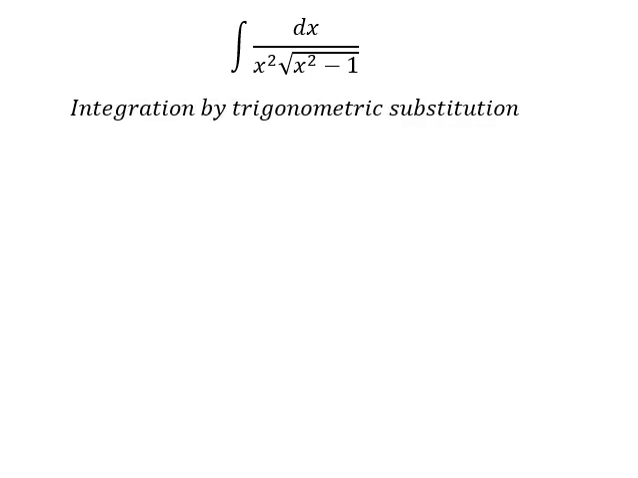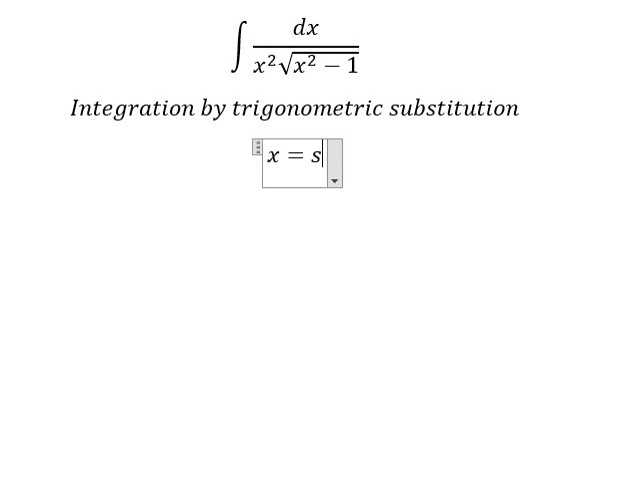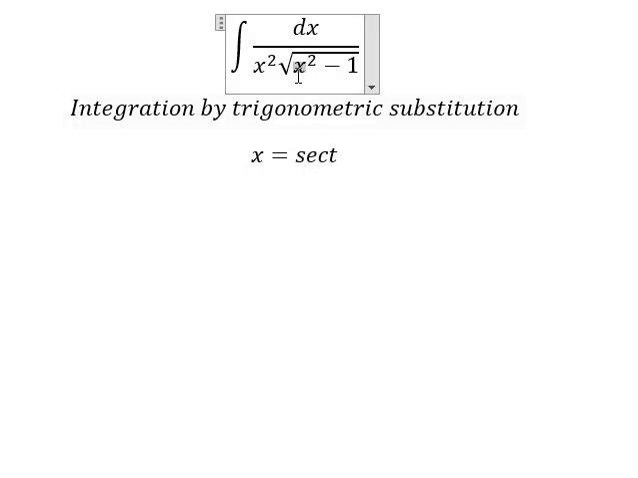substitution. So I will put x equals secant of t, because if I put this one here, we have secant of t squared minus 1. This one we change to tan t squared, and later we simplify the square root and dx.